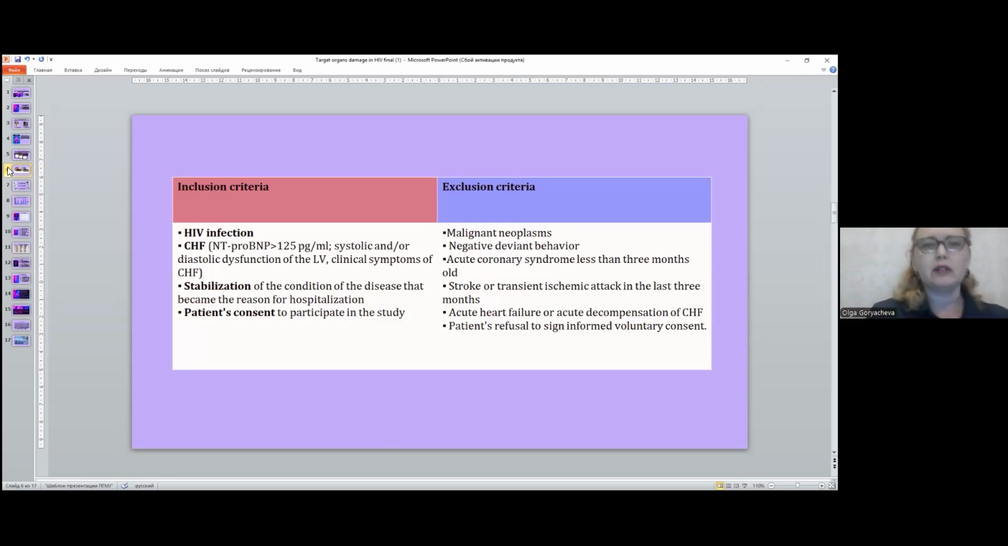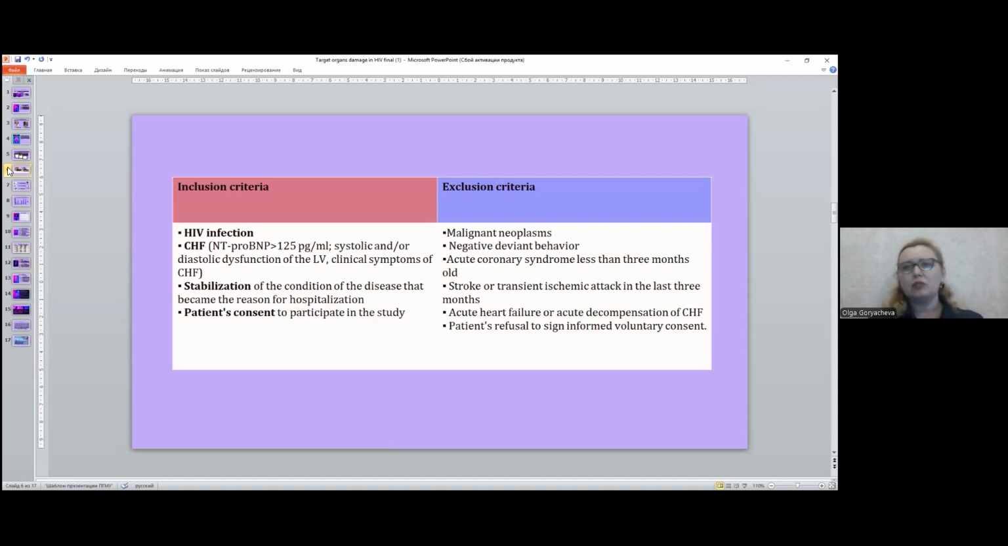Inclusion criteria were presence of HIV infection, presence of chronic heart failure, which was estimated by a higher level of NT-proBNP in the plasma of peripheral blood, more than 125 picograms per milliliter, and presence of systolic and or maybe diastolic dysfunction of the left ventricle on echocardiography, and clinical symptoms of chronic heart failure. Also, an important criterion was stabilization of the condition of the disease that became the reason for hospitalization.